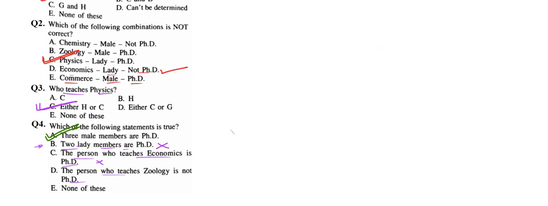The last option is none of these, but we have got our answer to be A. So our correct answer to this question will be A.